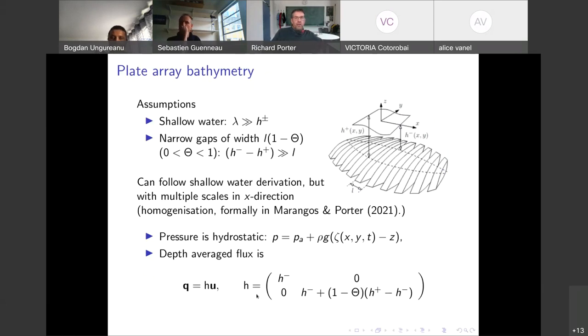Right, so I want to talk about plate arrays. Essentially what I've just shown you is what happens when you homogenize the bulk. By extending posts through the fluid, you've essentially done something to the bulk of the fluid. You've changed the properties of the flow. Another thing you can do is change the boundary conditions in order to be able to manipulate water waves.